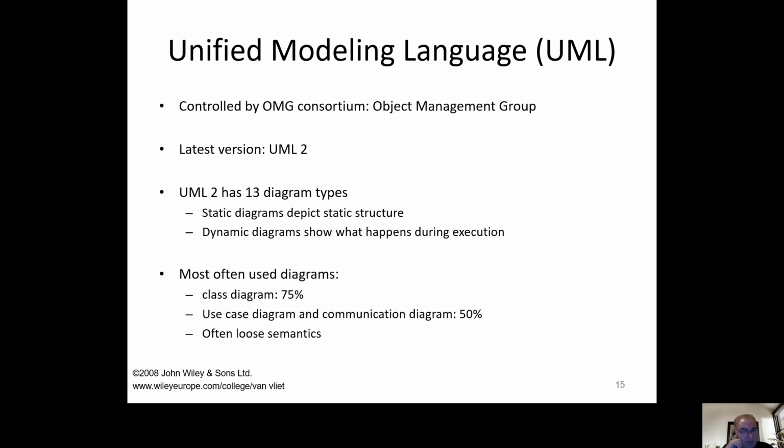So UML has been around for a while. They had UML 1 and then UML 2. The latest one typically has 13 diagrams. Okay. And these are things like state diagrams or dynamic diagrams, but most often used are class diagrams, okay, and use case diagrams.